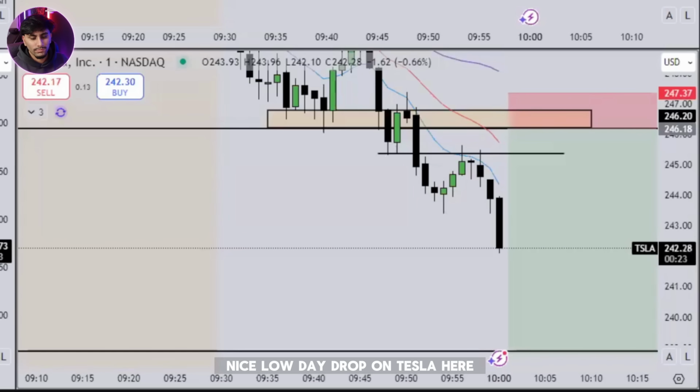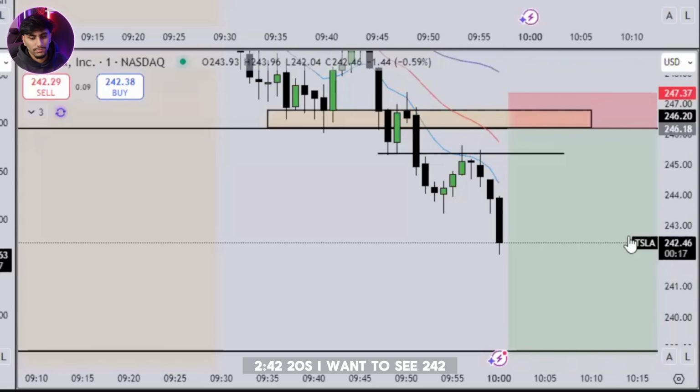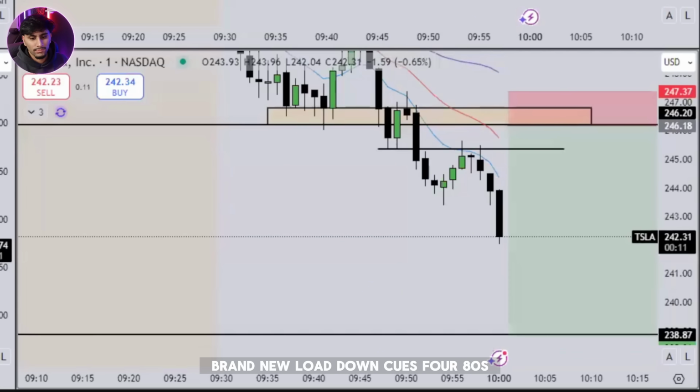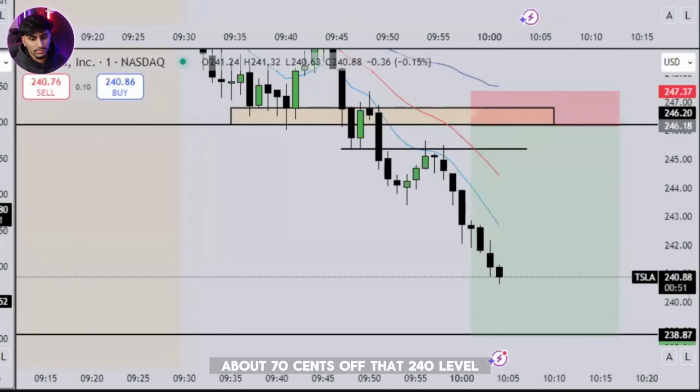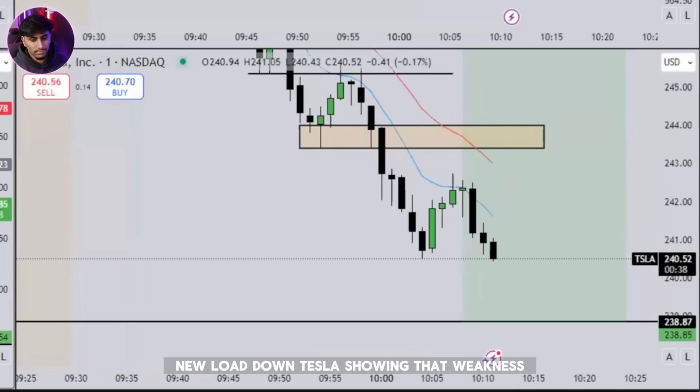Nice low of day drop on Tesla here, 242.30s, 242s, 242.20s. I want to see 242. Let's see if that can come down. Brand new low of day on QQQ, 480s, about 70 cents off that 240 level. So like I said, really nice for me. I want to see that 240 key level. New low of day on Tesla showing that weakness.